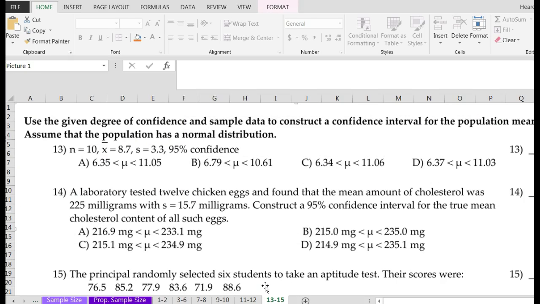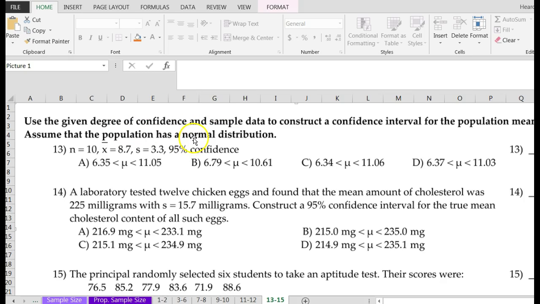Now, I am traveling, and I do not have my jar to shake, but I might shake my jar on this one. Use the given degree of confidence in sample data to construct a confidence interval for the population mean mu. Assume the population has a normal distribution. That's an important thing that we have to make that assumption, and they have to tell us that.